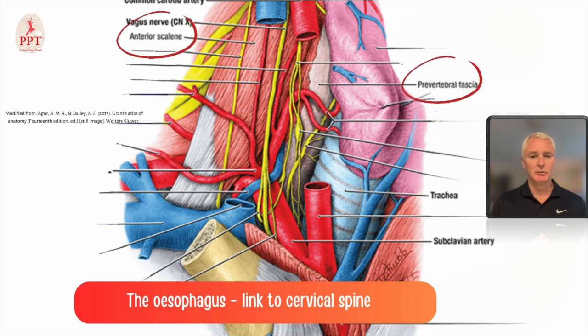But just to the side of that, we have this prevertebral fascia, which is very closely linked to the trachea and the esophagus as well. Now, that prevertebral fascia connects the esophagus to the bodies of the 6th through the 8th cervical vertebrae. That means that there are implications for the way that we observe the behavior of that 6th to 8th cervical vertebrae.